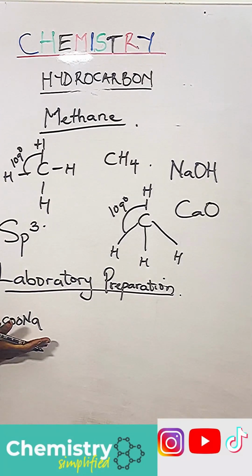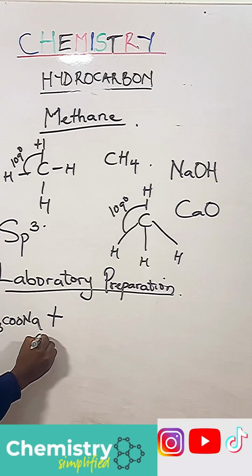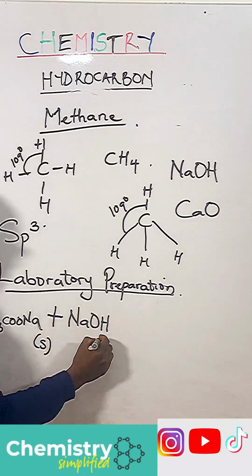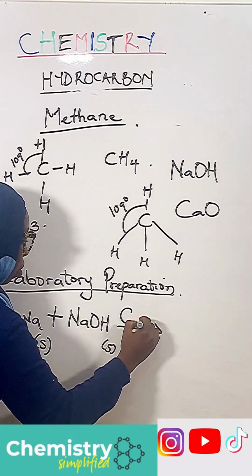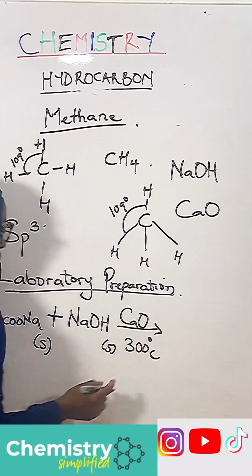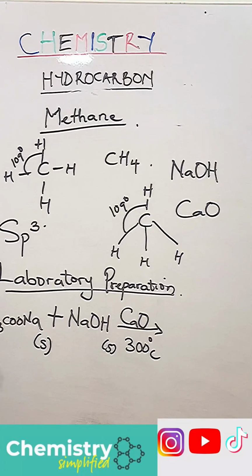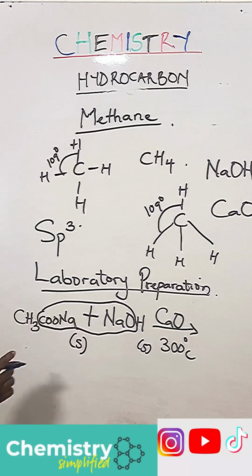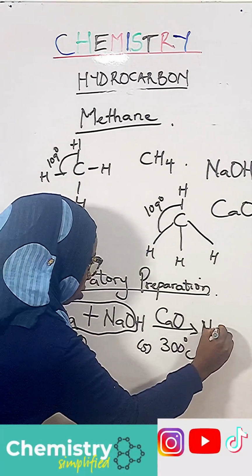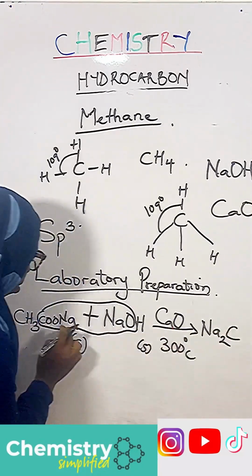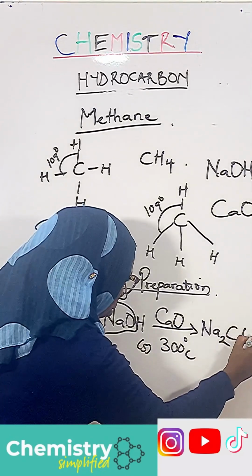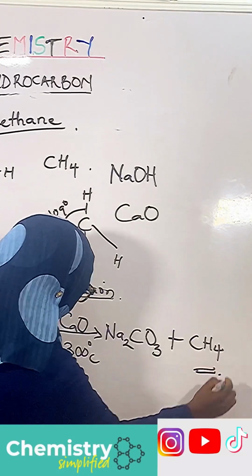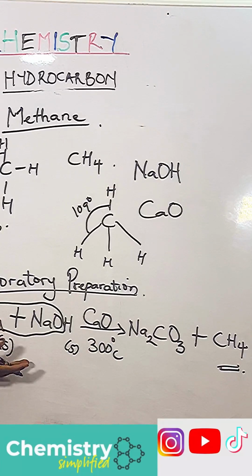Now, when you take your sodium ethanoate, remember this is a solid, and you react it with sodium hydroxide, which is also your caustic soda, in the presence of quicklime, then you heat the mixture to about 300 degrees centigrade. Let me explain what you're going to get. These combine like this. Then we have Na2CO3, plus CH3 here plus 1 hydrogen, CH4, and that is our methane. So this is the laboratory preparation of methane.